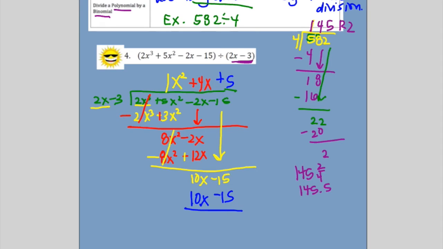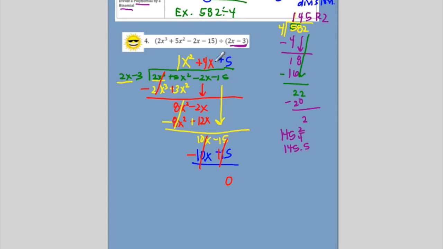And then remember, we always change our signs. So this is negative, this is positive. Cancels and cancels, so I'm left with 0, so there is no remainder. Okay, so in this case, my final answer is what's left here. So when I divided, I got x squared plus 4x plus 5. So there is my answer when I divide those polynomials.